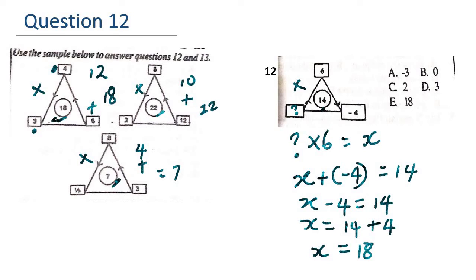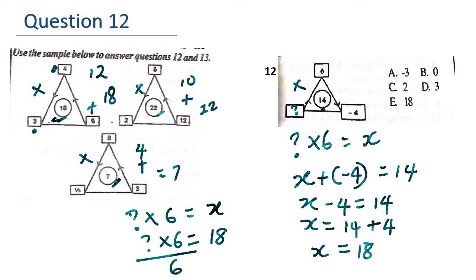So that means this question mark, let me complete it here. Remember I said question mark times 6 equal to x. So question mark times 6 equal to 18. To get what the question mark stands for, divide both sides by 6. 6 here 1, 6 here 1, 6 here 1, 6 here 3. So I've gotten my answer, which is 3, and 3 is D.